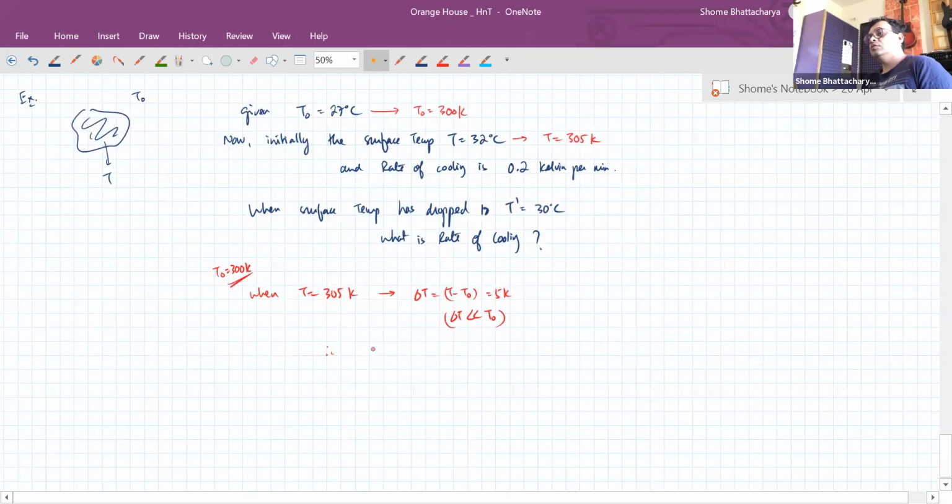Okay. So therefore, rate of cooling is directly proportional to temperature difference. So you can say that this rate of cooling, which is 0.2 Kelvin per minute, is equal to some constant multiplied by 5 Kelvin.